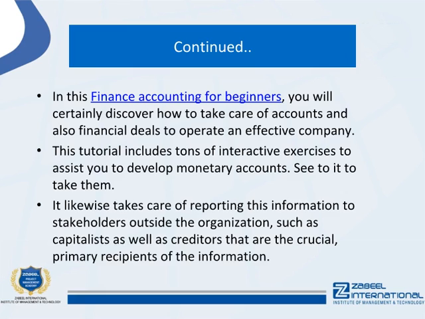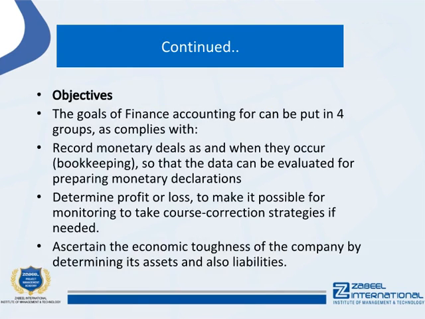It also deals with reporting this information to stakeholders outside the organization, such as investors and creditors, who are the key, primary recipients of the information. Objectives. The goals of finance accounting can be put in 4 categories, as follows.